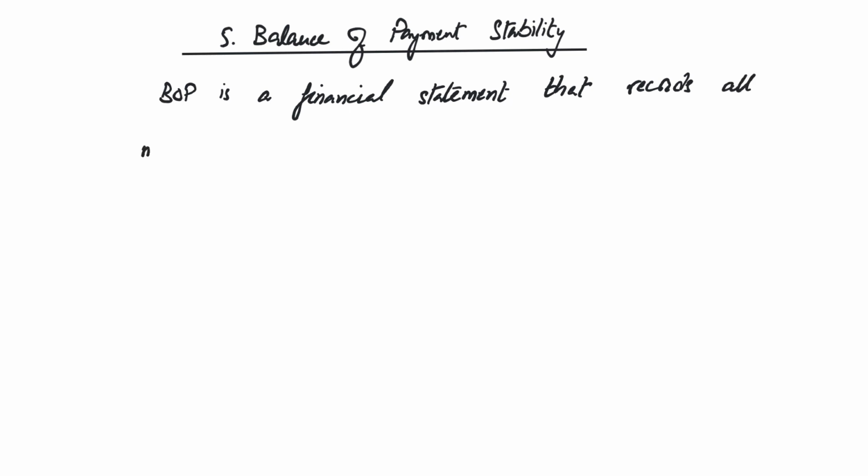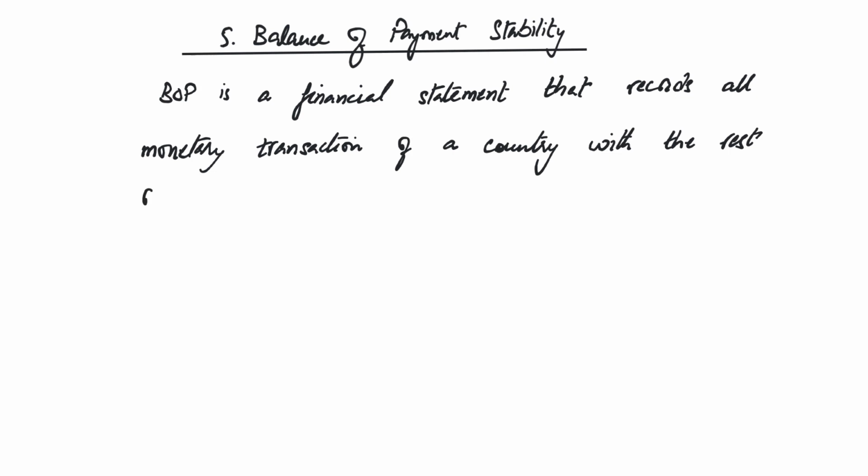All right, so let's write. So first, let's just explain what is the balance of payment. So we say, I'll be writing BOP for it. So a balance of payment is a financial statement that records all monetary transactions of a country with the rest of the world.